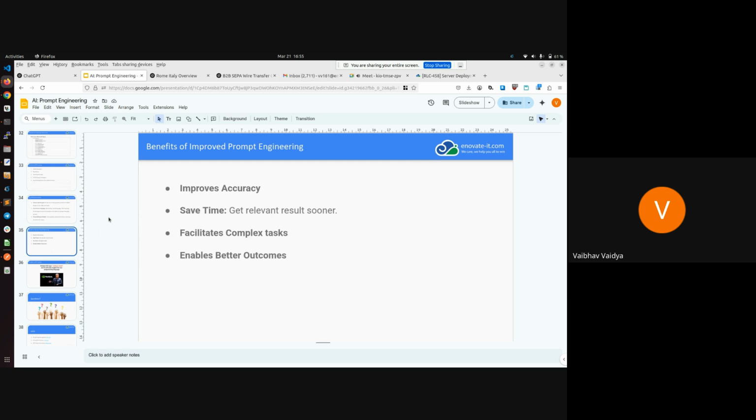What does all this finally give us? It gives us improved accuracy. It will save time. I've seen people do this: if one AI doesn't give a proper answer, they switch over to another AI and try to query the same thing. But I say that if you improve your prompting, if there are good enough details, then yes, you will get the desired results. So basically, we can break down complex tasks, feed it bit by bit, and we can get better outcomes. So these are all the benefits of prompt engineering.